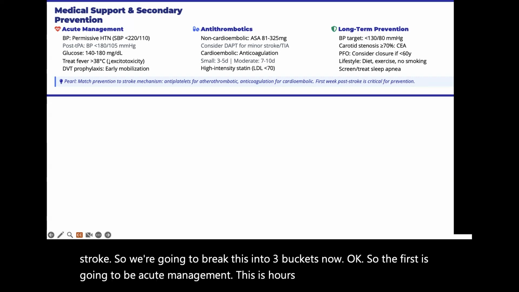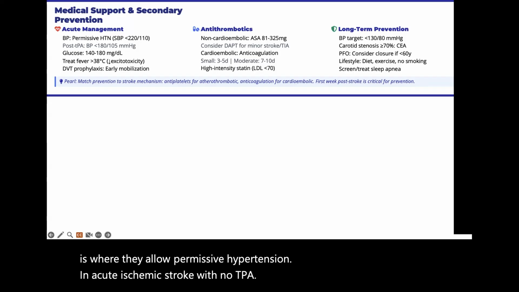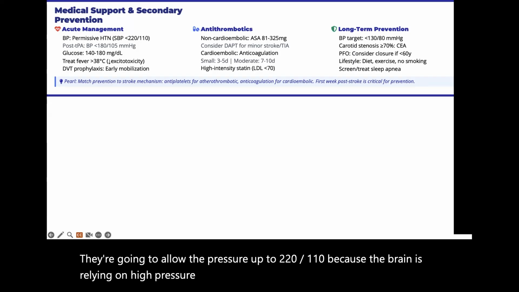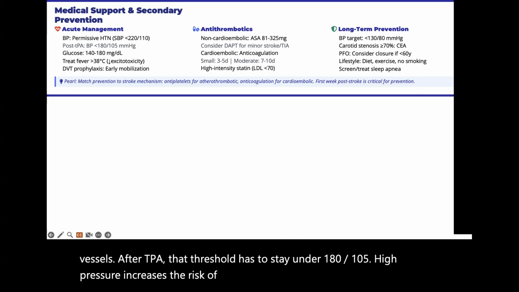Blood pressure, this is where they allow permissive hypertension. In acute ischemic stroke with no tPA, they're going to allow the pressure up to 220 over 110 because the brain is relying on high pressure to perfuse the penumbra through the collateral vessels. After tPA, that threshold has to stay under 180 over 105. High pressure increases the risk of a hemorrhagic conversion. So that's what we're trying to prevent.